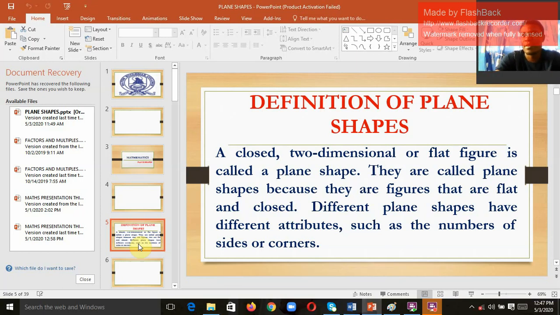Now, what are corners? Let me put it in a layman's way: a corner is a point where 2 lines meet. That point where they meet is referred to as a corner. Another word for it is vertex. A vertex is the point where 2 lines meet or where 2 sides meet. Now the plural form of vertex is vertices.